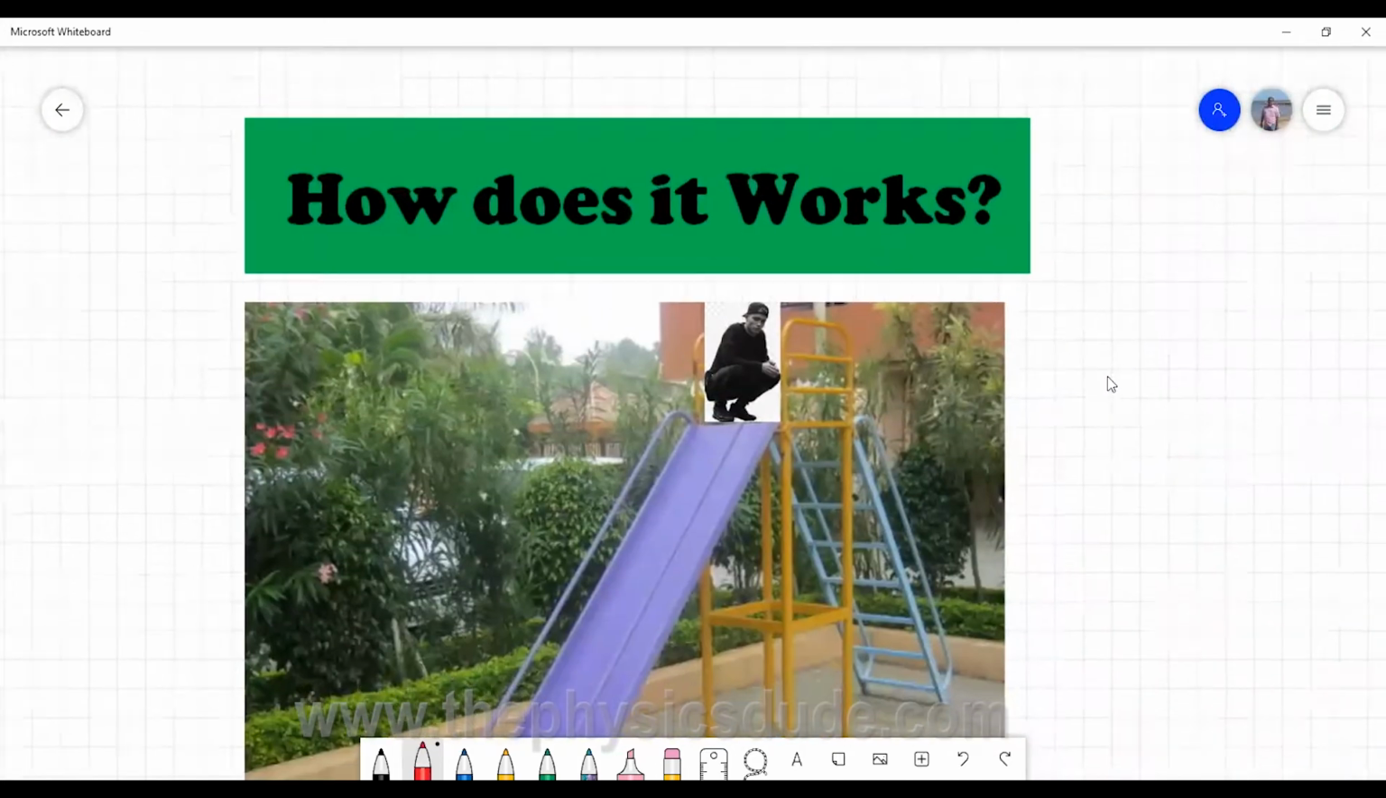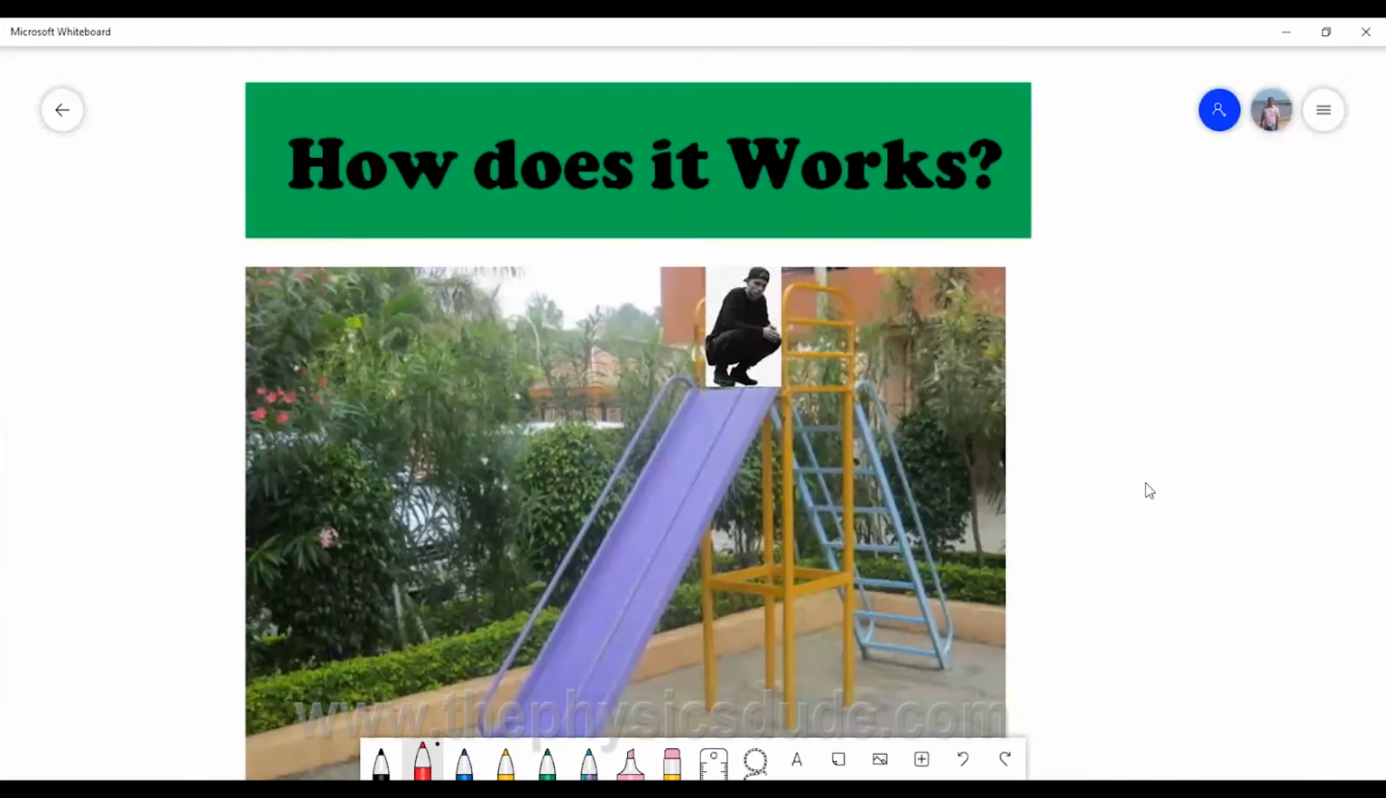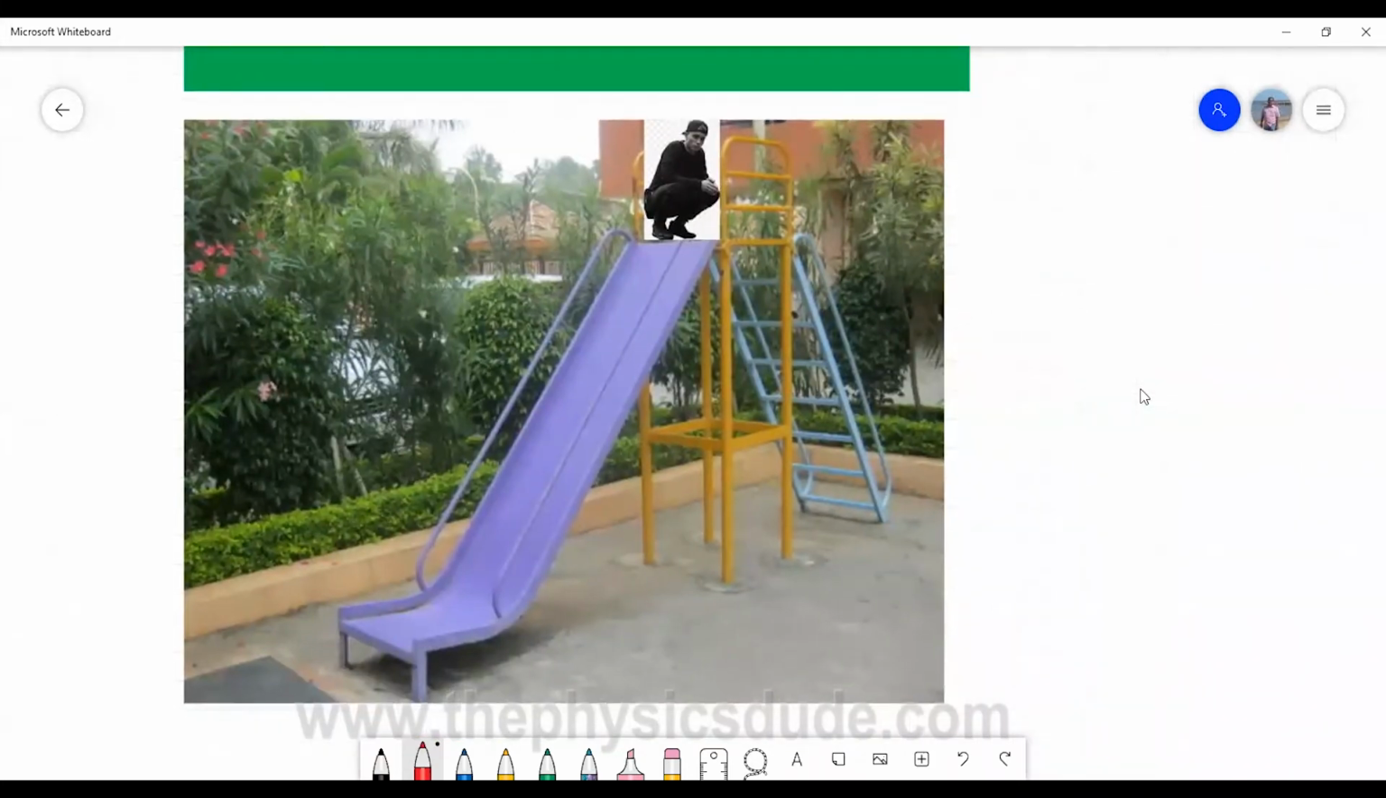Let's see. To understand the working of an evacuation slide, we should have an idea about an inclined plane. What is an inclined plane and how does it help us to slide easily? Let me take an example. There is a man and you can see him. Suppose this slide from the ground level is at a height h. And let me take L as the length of the incline from ground to this level.